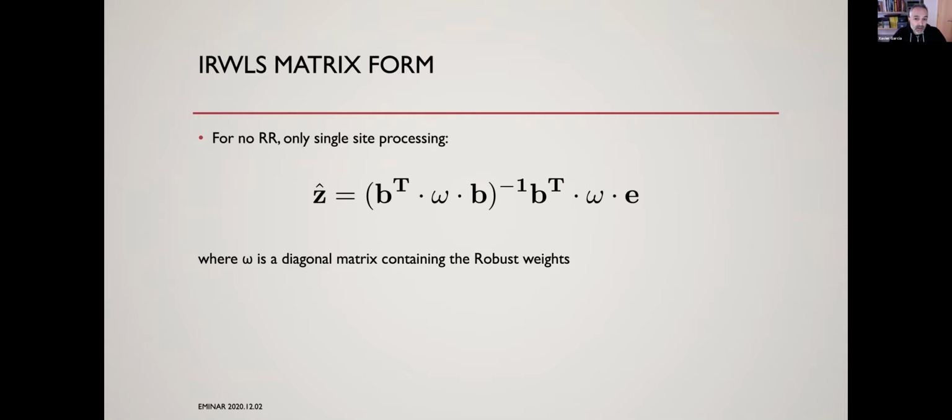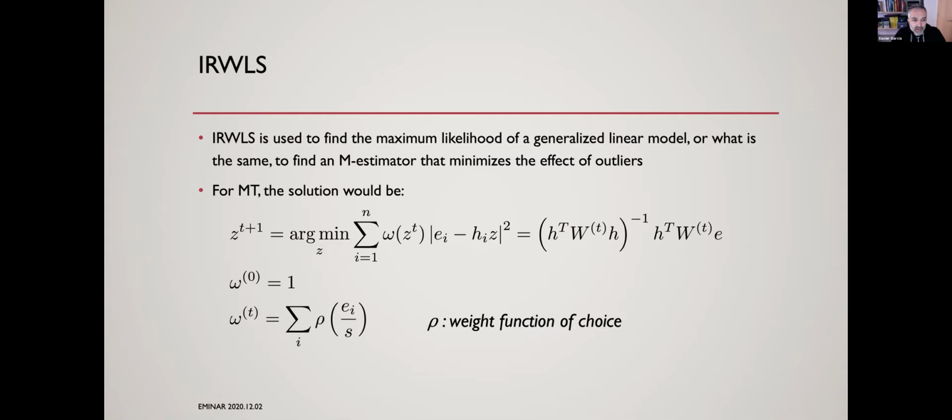In matrix form, we're not considering any remote reference for now, it's only single site processing. The equation comes to be like this, where this omega, or sometimes I also write it W, is a diagonal matrix containing the robust weights. This iteratively reweighted least squares is used to find the maximum likelihood of a generalized linear model, or what is the same, to find an M estimator that minimizes the effect of outliers.